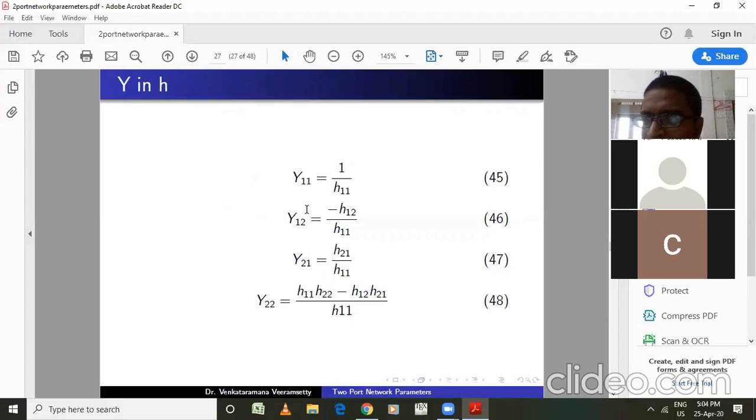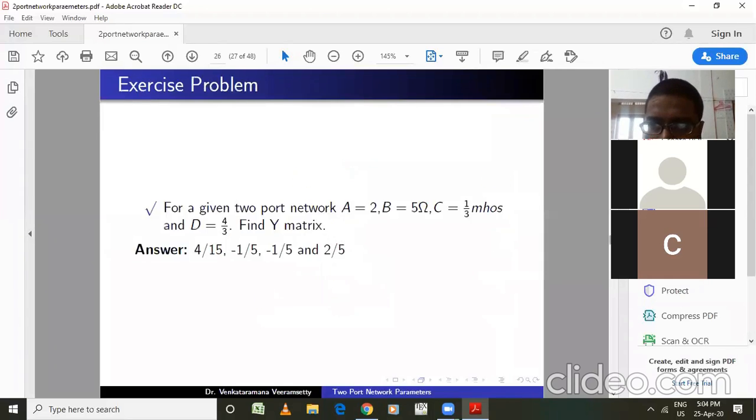A two-port network is said to be reciprocal or not based on the Y parameters. If Y12 equal to Y21, then we say that it is reciprocal. If Y12 equal to Y21, then H11 and H11 will be cancelled, and then H21 equal to minus H12.